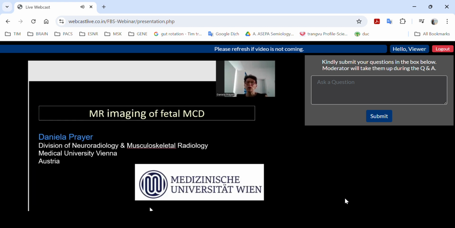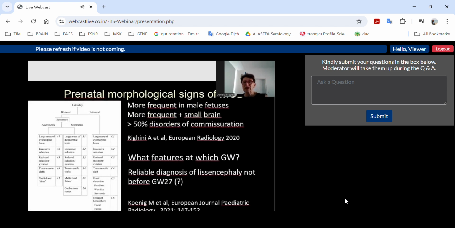Thank you, Mitsuko, for inviting me to talk about MRI imaging of fetal MCD. Recently, a new classification has been published to classify prenatal MCDs as they appear on MRI images. And as you can see, what has to be taken into account here is laterality of the lesion, whether it's bilateral or unilateral, symmetry, whether it's asymmetric or symmetric, and then a classification was done with the morphological description.